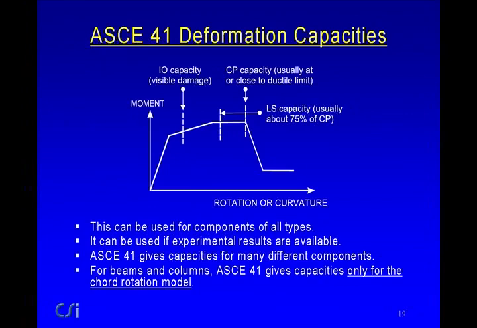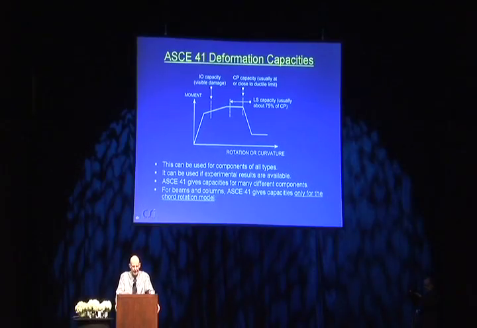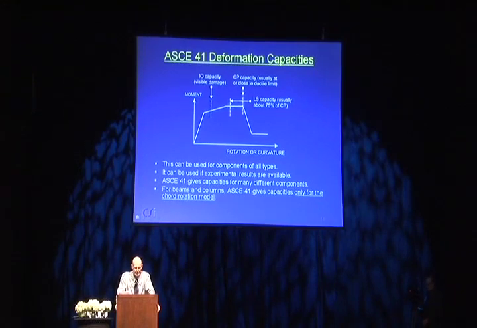Let's come back and look at capacities. We've shown this diagram before. The ASCE deformation capacities. IO capacity is usually the onset of visible damage. CP typically at the ductile limit, and LS typically maybe 75% of that. And you can use this for components of all types.